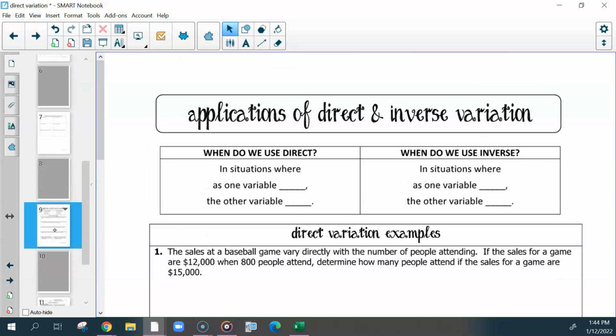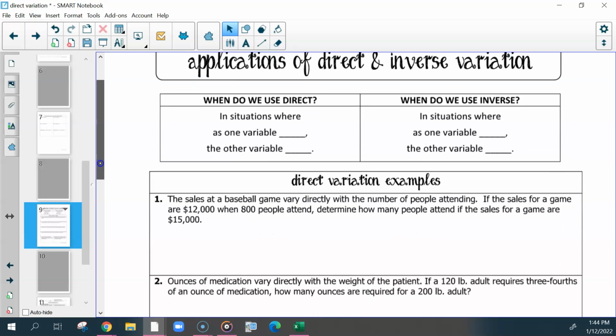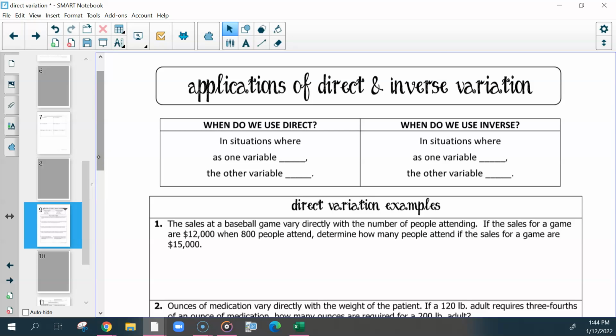Somewhere in your notes, you have this page. Okay. I didn't know if it was the next page or not. In general, these rules apply. So for applications of direct variation, one variable goes up, the other variable also goes up. So think about they rise together or they fall together.